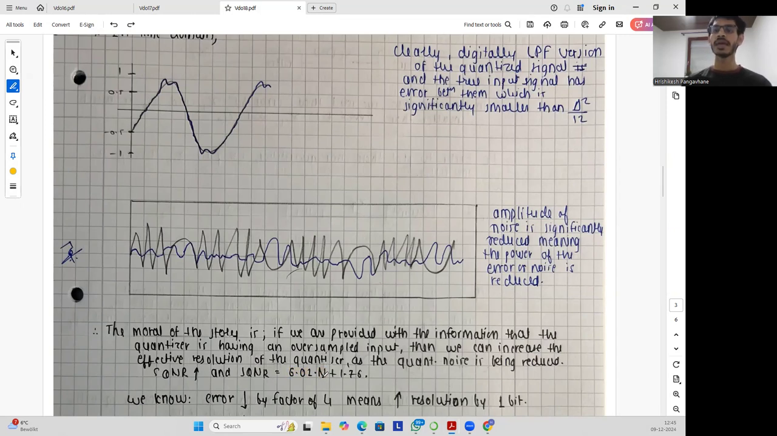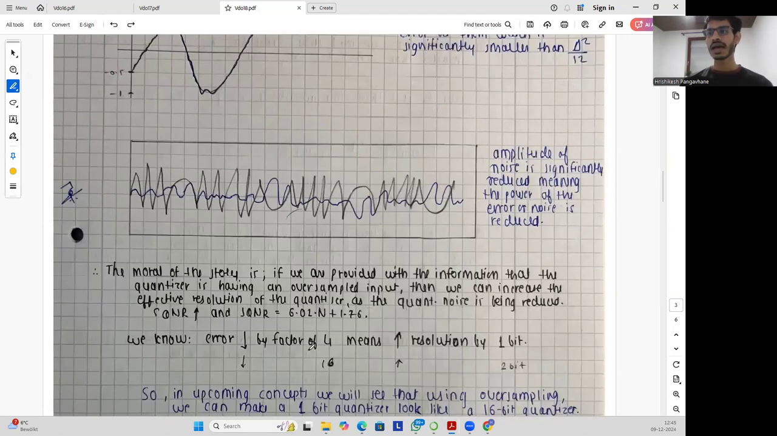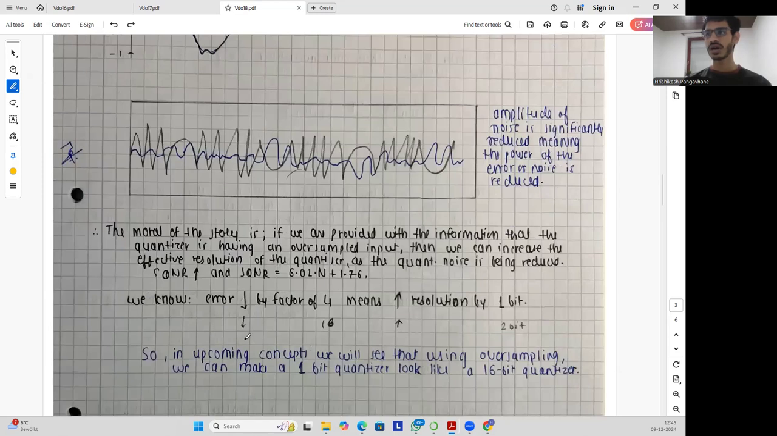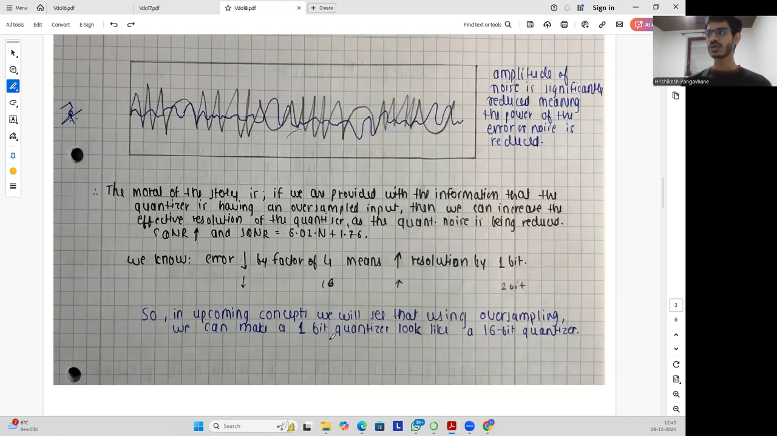So we can make a lower resolution ADC look like a higher resolution converter. As we know, if the error goes down by a factor of 4, this means it increases the resolution by 1 bit. In upcoming concepts, we will see that using oversampling, we can make a 1-bit quantizer look like a 16-bit quantizer.